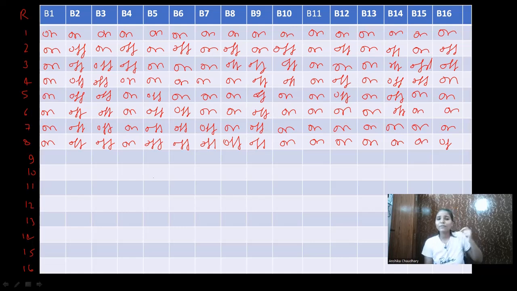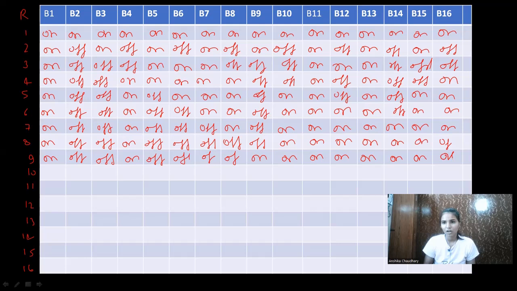Now each ninth bulb will be toggled and all the remaining will stay the same. So 9th and 18th, but we only have 16 bulbs, so only the 9th will be toggled in its state. So this is off this time, so this will become on, and all the remaining bulbs will be the same as they are. So on, off, off, on, off, off, and off.